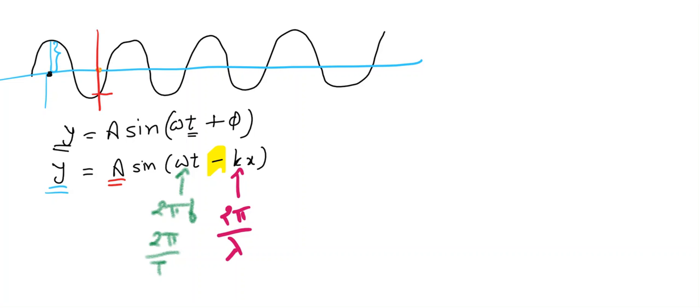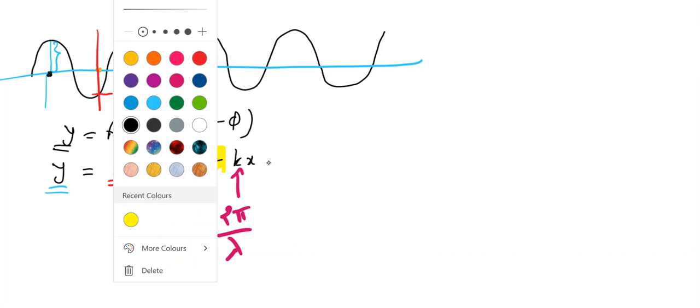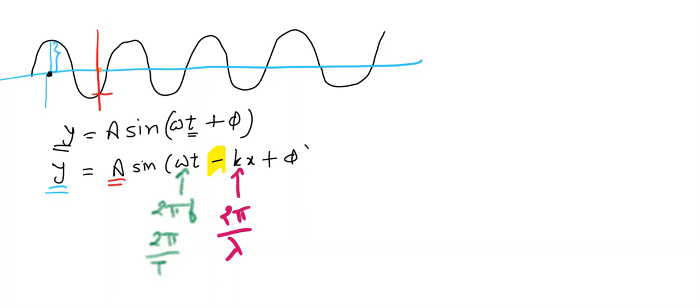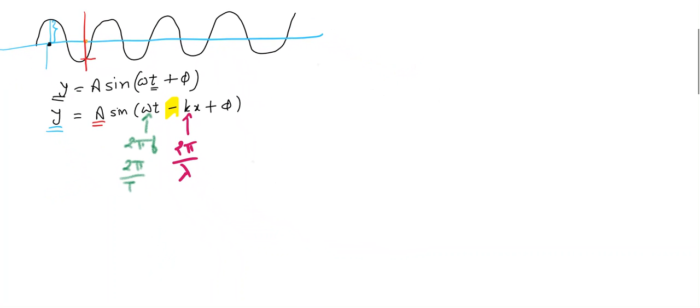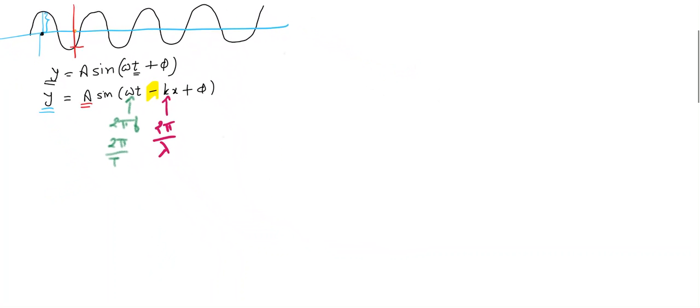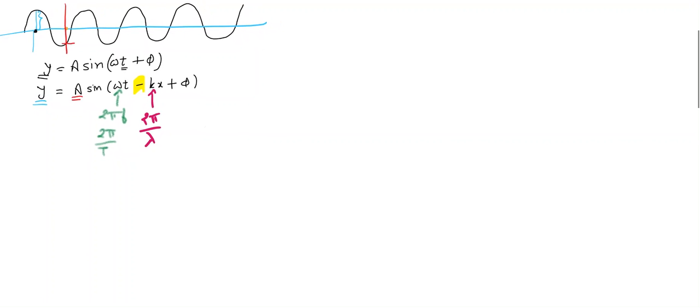And of course, you can add one more term here. It won't change any physics: phi. It just indicates the initial phase of the wave. So with this, let us now enter into the wave of light.